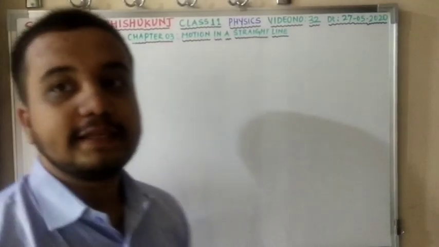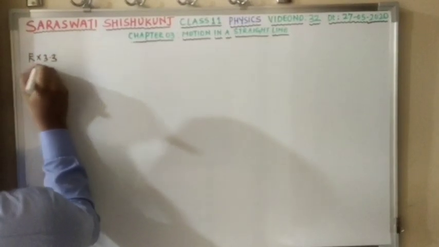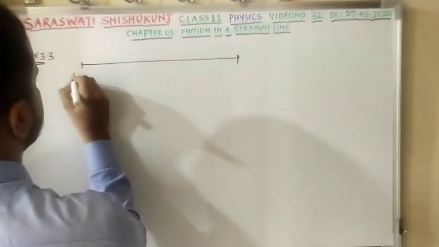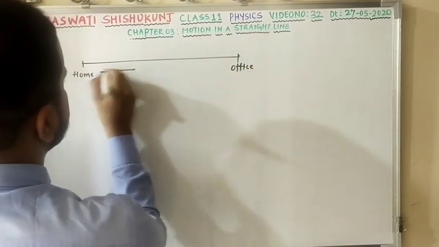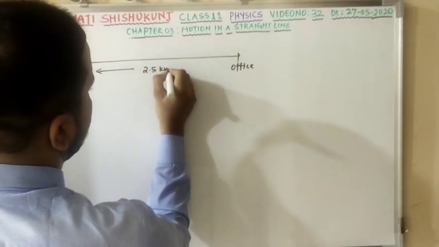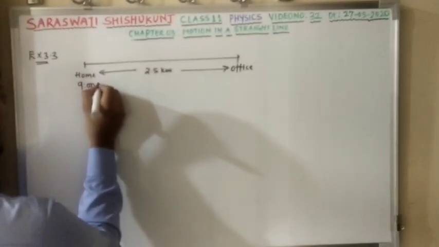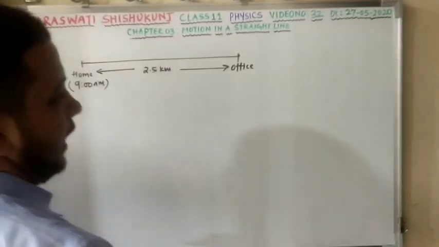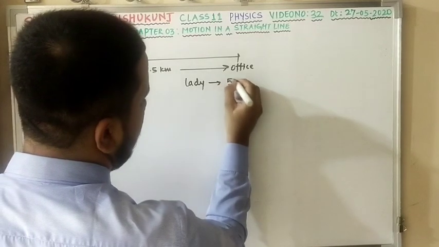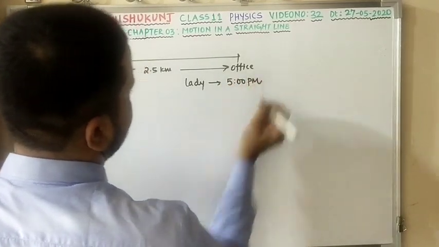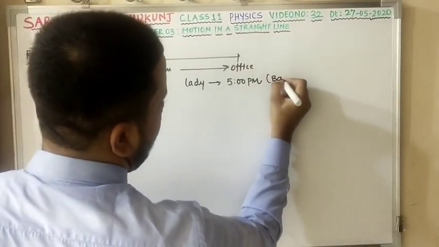Now we are going to move to example 3.3, in which they have told that a lady is moving from her home to office. The office is situated at a distance of 2.5 kilometers, in a straight line from her home. The journey started at 9 a.m. and the lady stays at the office until 5 p.m. Is this clear? After that she returns back home.